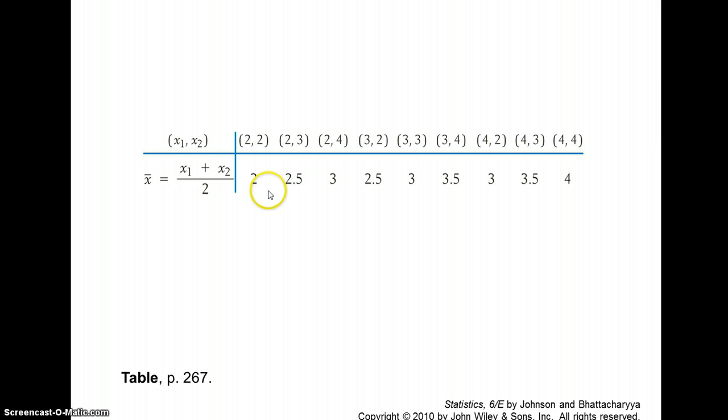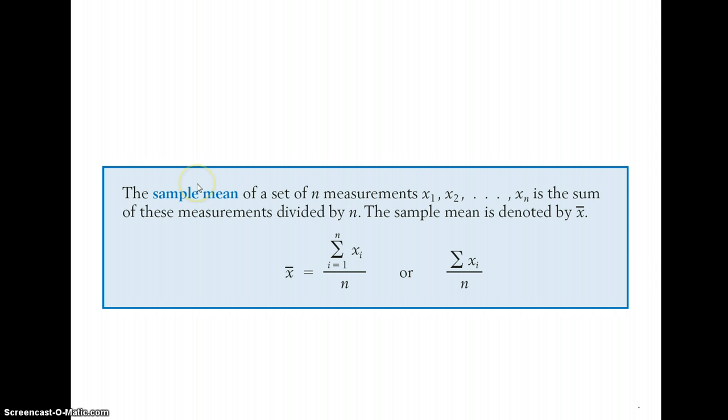So if we look at the first sample, 2, 2, we try to figure out the average, which is the mean. And how do we do that? Just use the sample mean formula we learned before in chapter 2. You may have different values, x1, x2, xn. So you add all these different values and divide by the sample size.